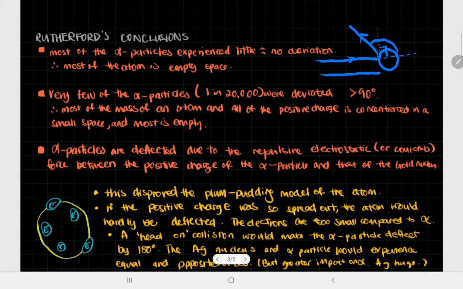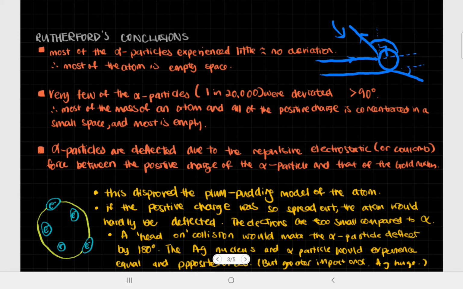The rest of them maybe had a small deviation like this, and that is a smaller angle than 90 degrees. So these cases were extremely rare, only 1 in 20,000. And therefore he concluded that most of the mass of an atom and all of the positive charge was concentrated in a small space, and most is empty.